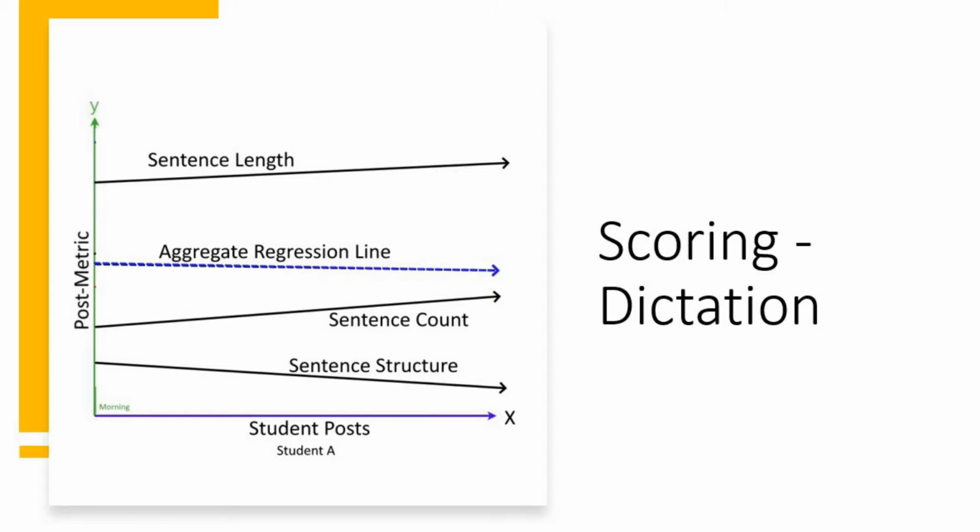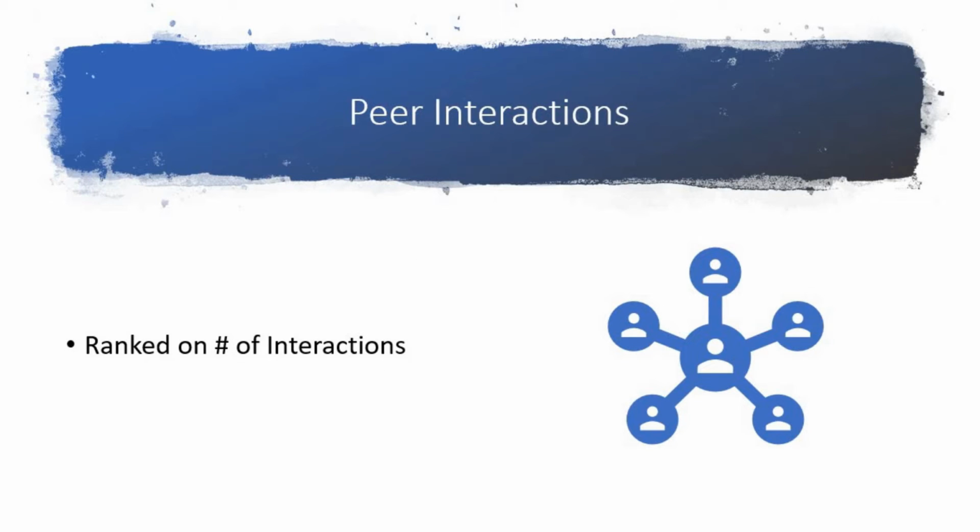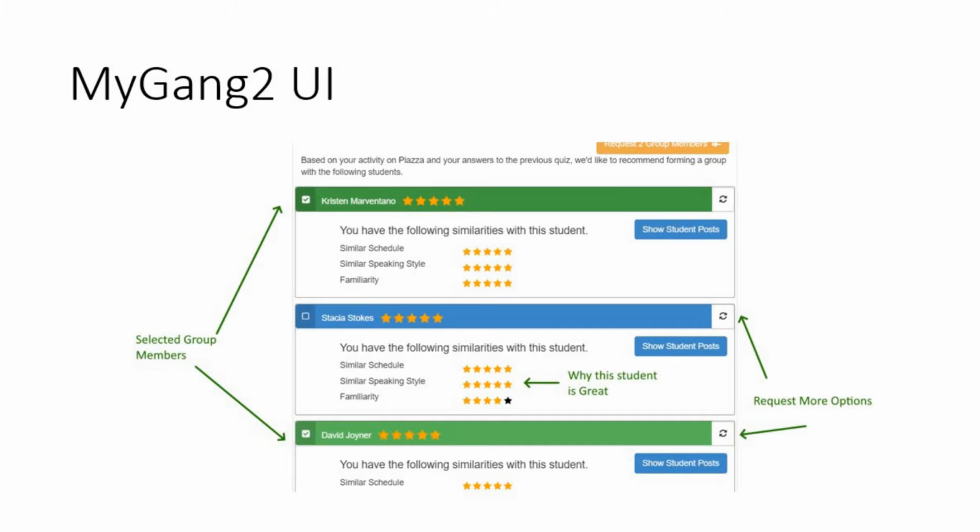Similarly, for the diction element, all diction data point trend lines are merged into one aggregate trend line, and a similar comparison and stack rank is made. Peer interactions are ranked solely based on student-to-peer interactions and do not use linear regression. This data, combined with a short survey the student takes during group selection, allows MyGang2 to generate a series of group member suggestions based on all of the previously mentioned criteria.